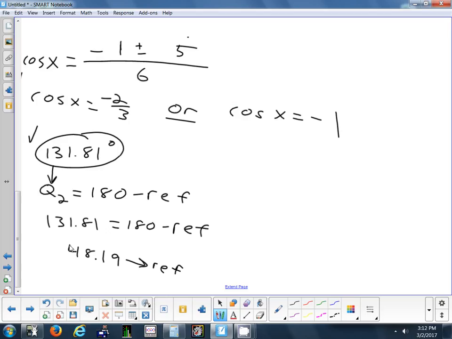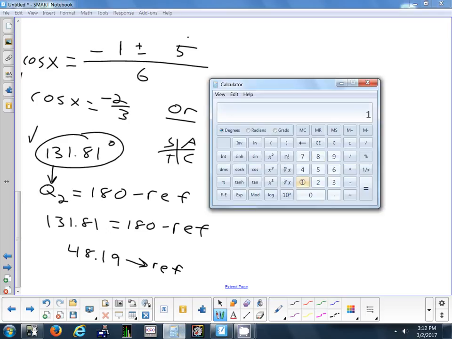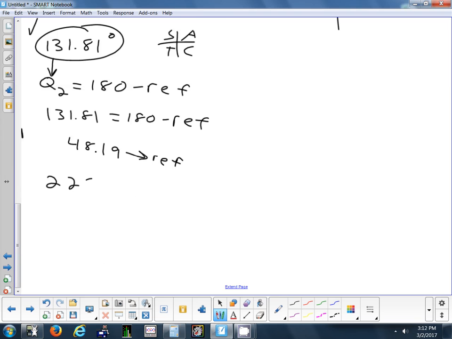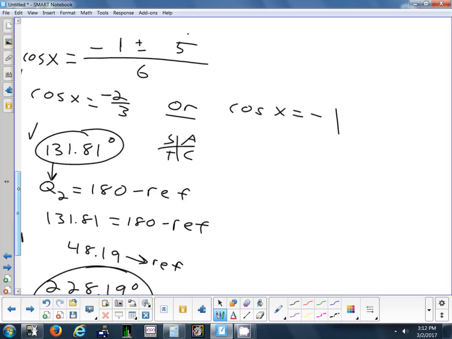Where else is cosine equal to a negative besides quadrant 2? Quadrant 3, yes. So what do you do with your reference angle to get an answer in quadrant 3? Add it to 180. So 180 plus 48.19, so your other answer is 228.19. Those are the harder answers to get because they're going to come out messy. This one's going to come out nice.